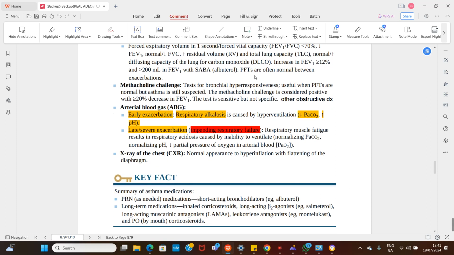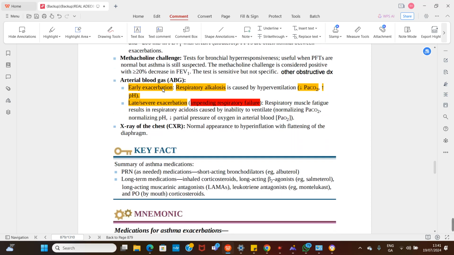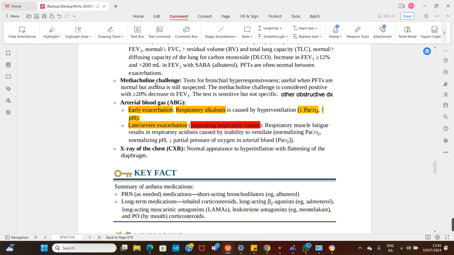Sometimes in between exacerbations, your pulmonary function test might be normal. So that is why sometimes you might need to continue with your methacholine challenge test, particularly if you have a very high index of suspicion. So you do your methacholine challenge test, and it's considered positive when you administer methacholine, you induce bronchial constriction, and you see a 20% or more decrease in your FEV1.